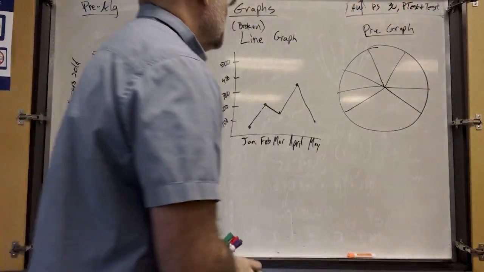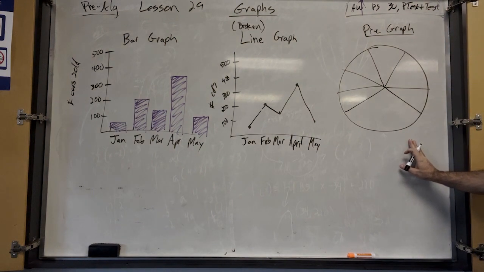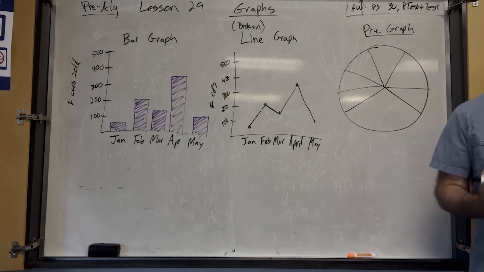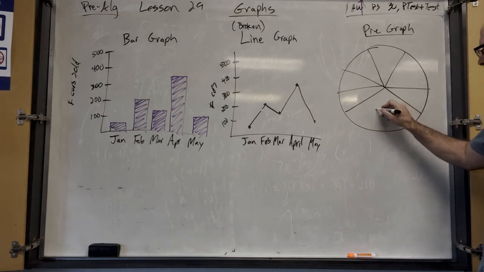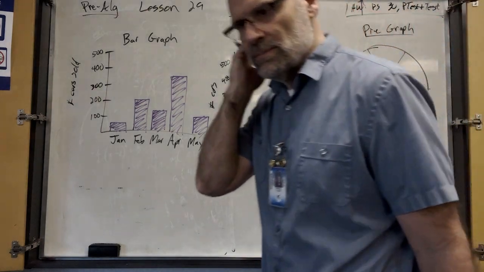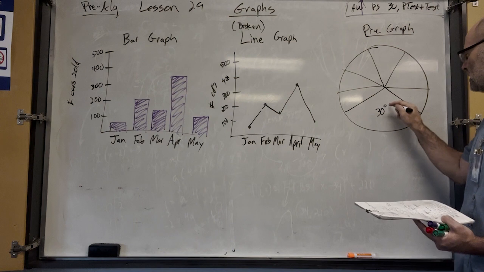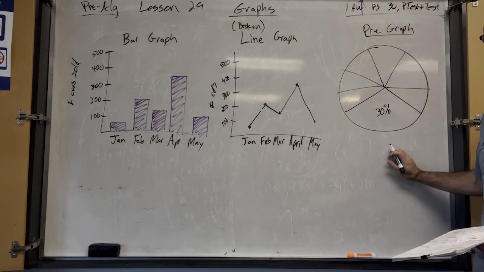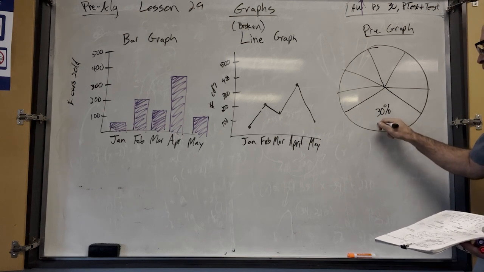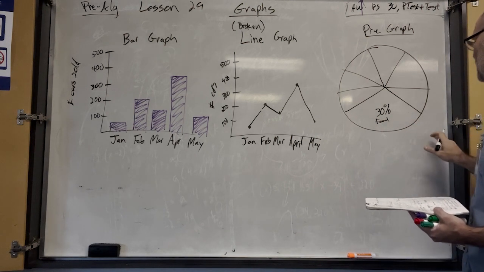Okay, so it could look something like this, where this looks like a little bit more than a fourth of a pizza, so maybe 30%. Could be 30 degrees or 30%. What could this be? This could be like your budget. So maybe this is food. This is your budget.